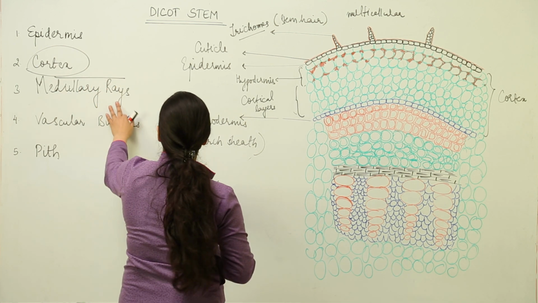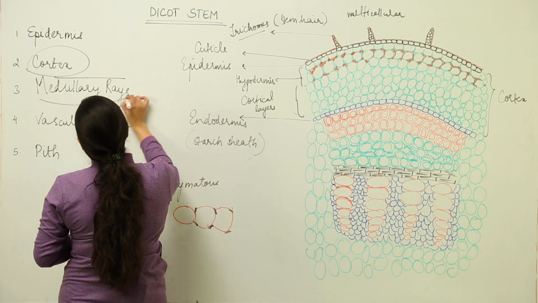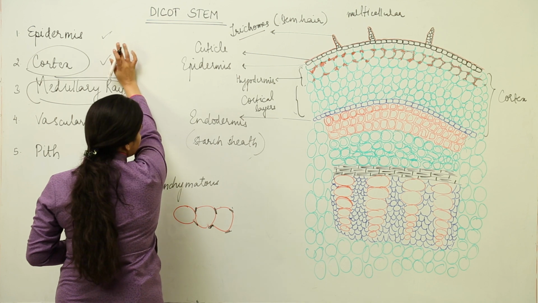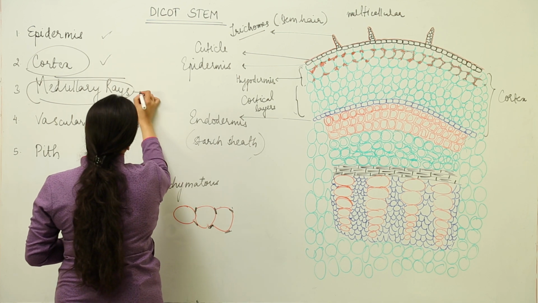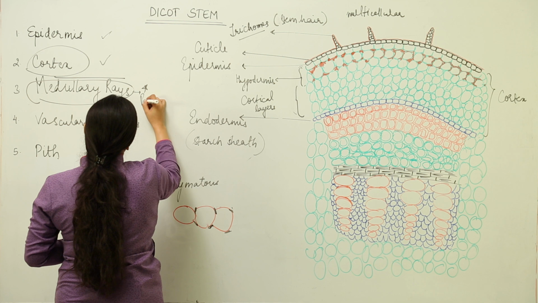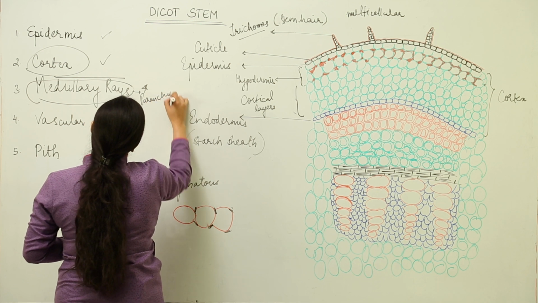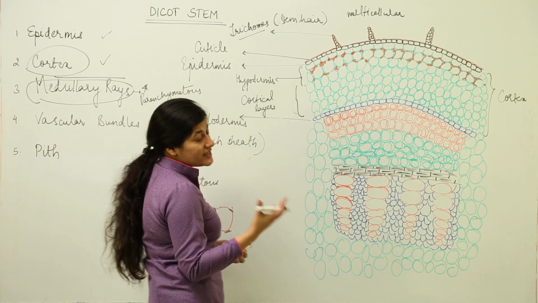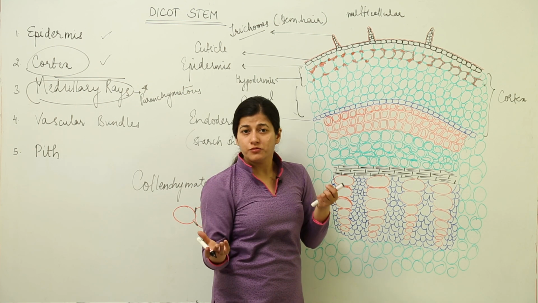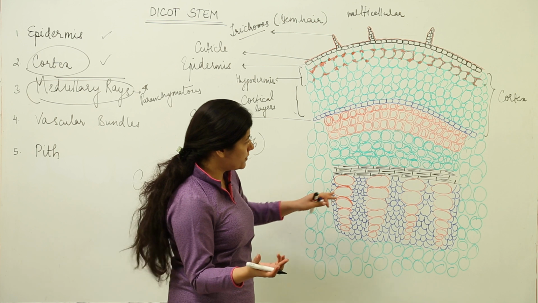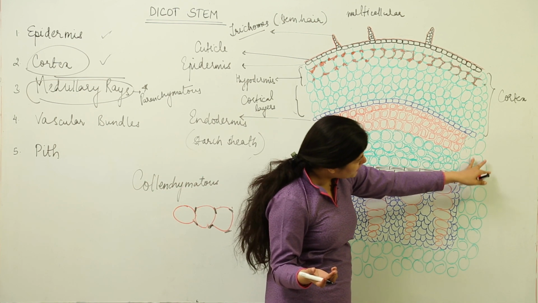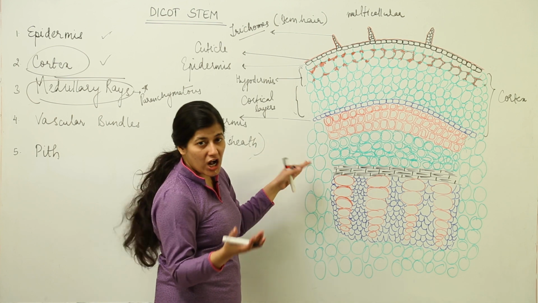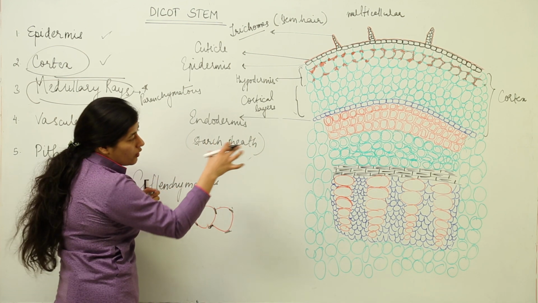Talking about the third component, that is medullary rays. See, this was parenchymatous, this was collenchymatous and parenchymatous. These medullary rays are going to be exclusively parenchymatous. And one point you have to remember, firstly, where they are located. And secondly, you have to remember the arrangement of cells and what type of cells are present. These are larger cells, larger than the cortical cells, arranged between two vascular bundles.